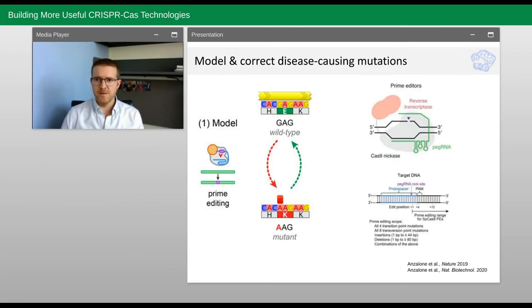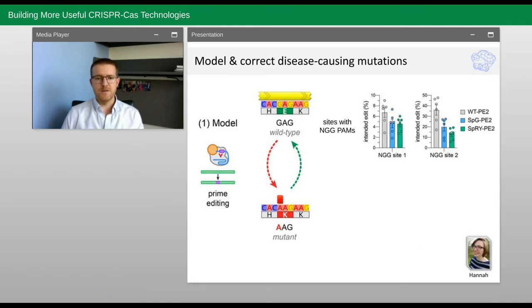If you're not familiar with prime editors, I encourage you to read some of these papers. They're actually quite exciting. Essentially, it's a fusion of a reverse transcriptase domain to Cas9 with an extended guide RNA that encodes a change in that extension. And the RT domain essentially can write that change from the extended guide RNA into the genome. So we can use these prime editors to effectively model many disease-causing sequences.